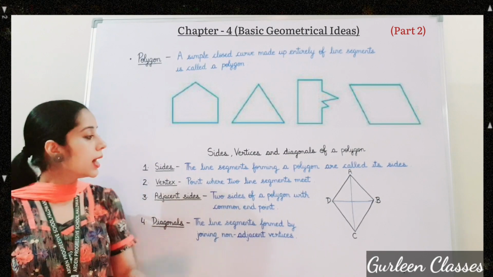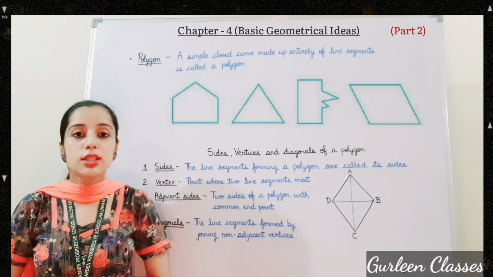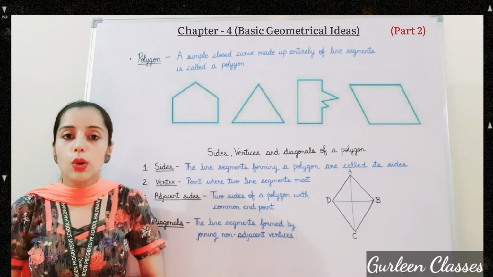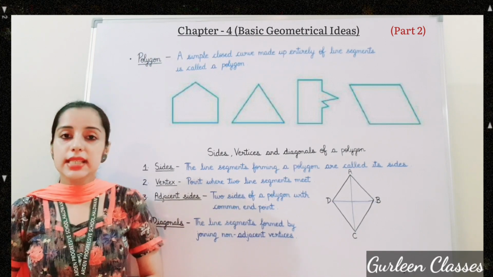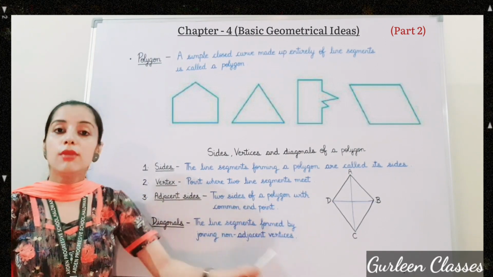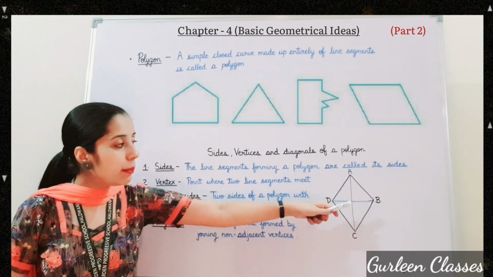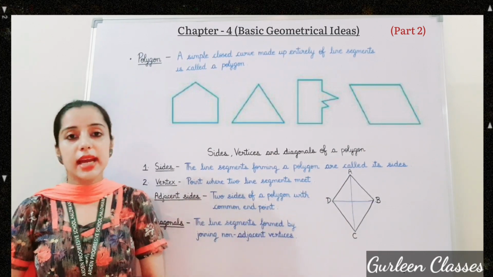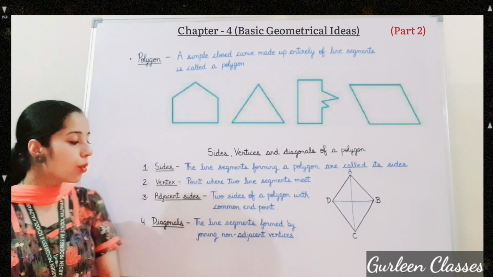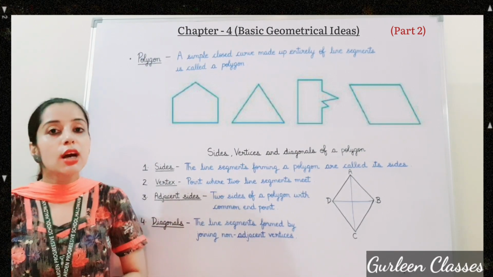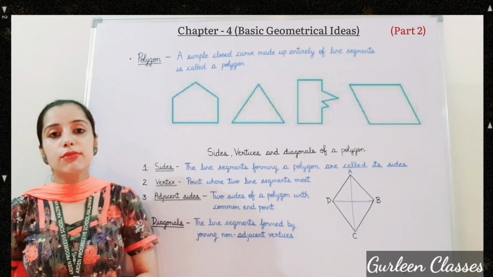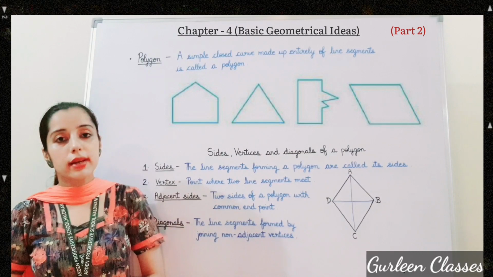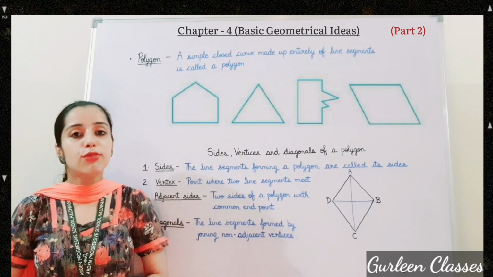Number two, vertex. Points where two line segments meet. So here A, B, C and D are the vertices of a polygon where two line segments meet. Number three, adjacent sides. Two sides of a polygon with common endpoints. So here AB and BC are adjacent sides, CD and DA are adjacent sides with common endpoints. Number four, diagonals. The line segments formed by joining non-adjacent vertices. So here AC and BD are diagonals of a polygon as they are formed by non-adjacent vertices.